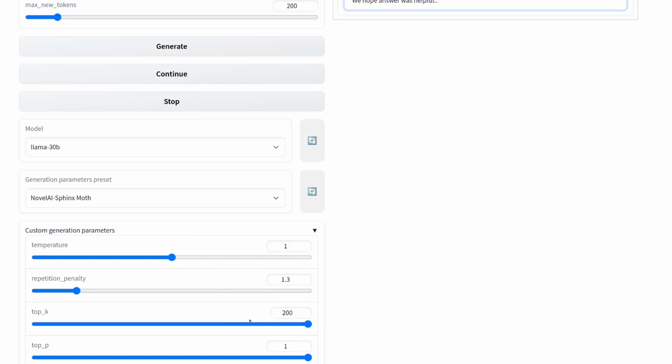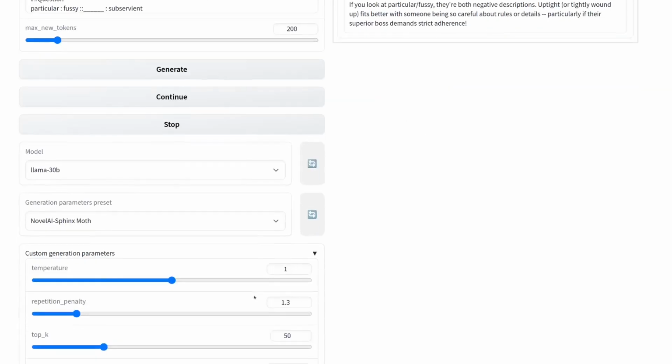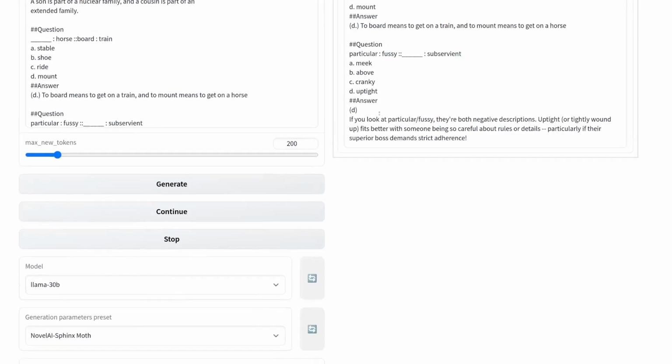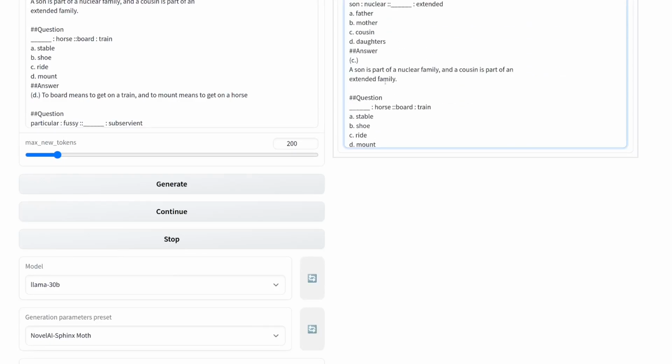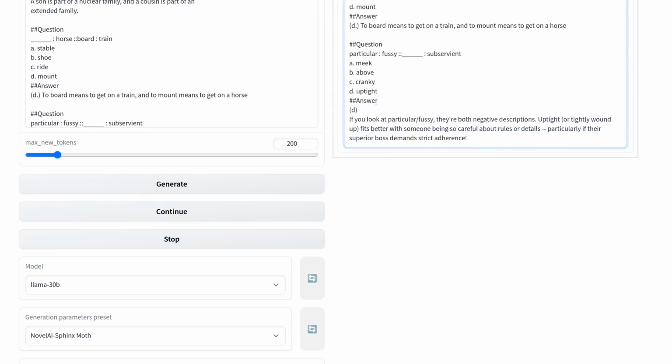So next I'm going to reduce the top K to maybe about 50. Okay, so with the top K at about 50, it gave a more coherent answer, but it was incorrect, and it kind of lost its ability to follow how word analogies work. So it picked D because it is saying that uptight is very similar to particular and fussy.